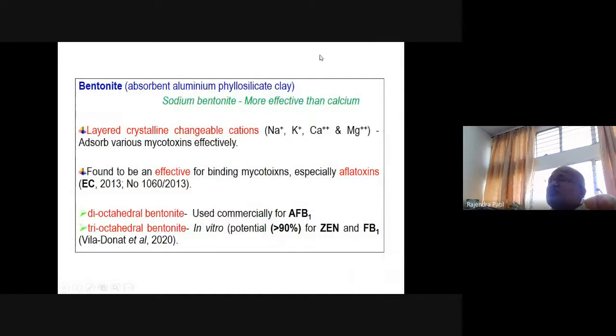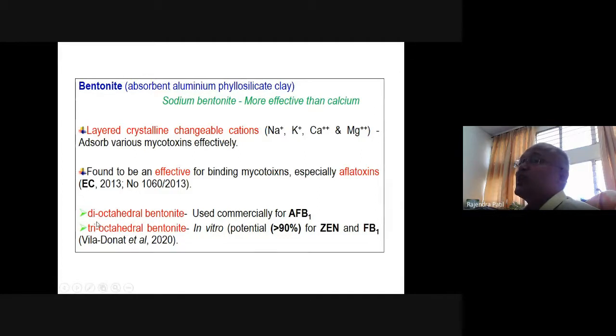Then bentonite, or clay, is an absorbent aluminum phyllosilicate clay. Particularly sodium bentonite, once it enters the body, will swell, and it is more effective than calcium bentonite. It has layered crystalline structure with changeable cations, and it is found to be effective against aflatoxin. That's why the European Commission in 2013 allowed it, finding it effective in binding mycotoxins, especially aflatoxin.